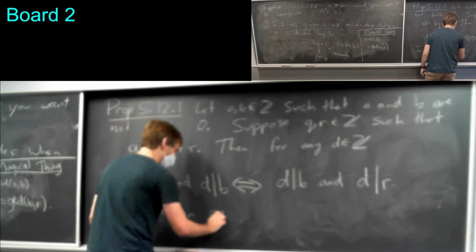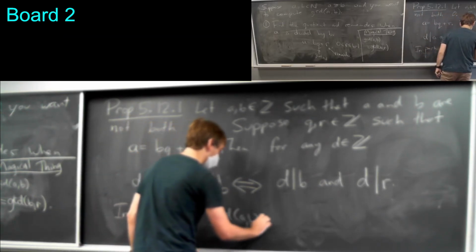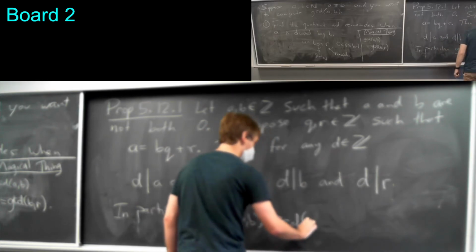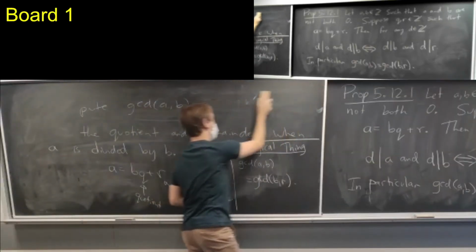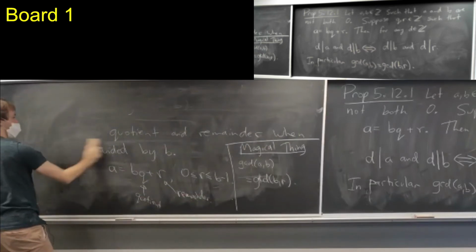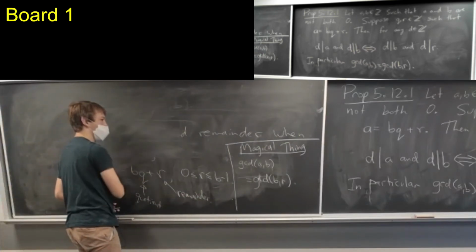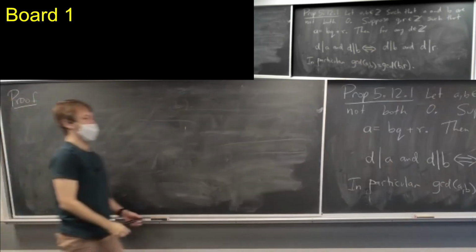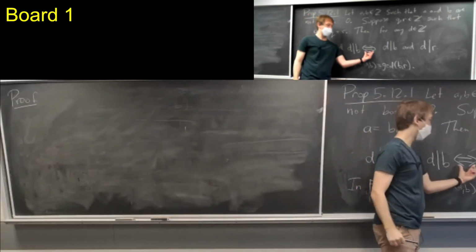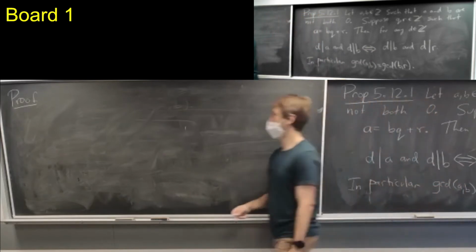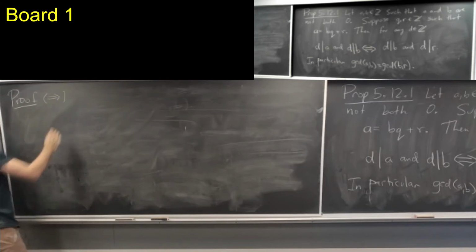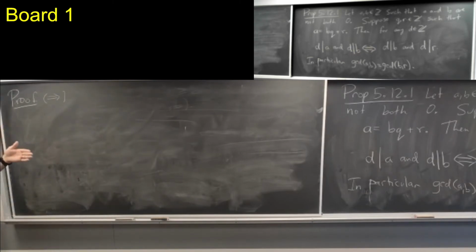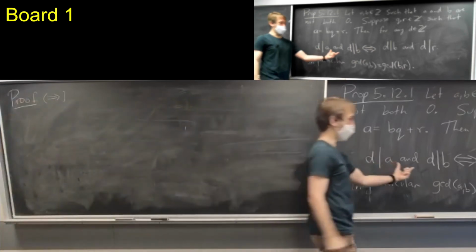So the GCD of a and b equals the GCD of b and r. Before I prove this, are there any questions about the statement? This may sound like a weird statement, but the proof is actually really easy. We're proving an if and only if statement, so we need to prove both directions. It doesn't matter which one comes first, but let's prove this direction: we want to prove that this statement implies this statement.